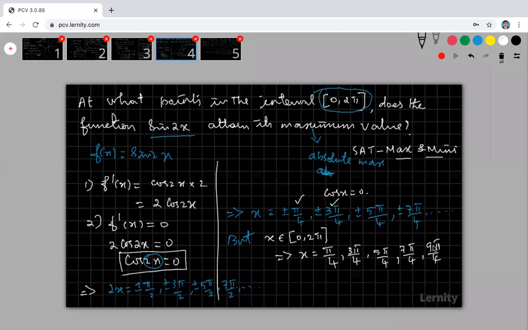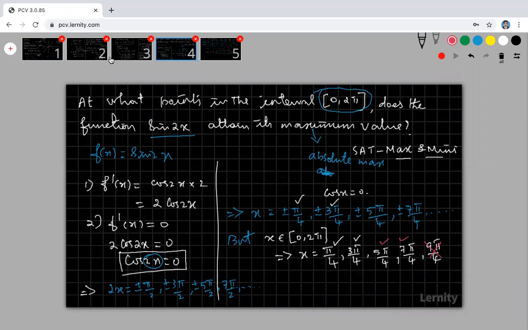9 times pi by 4 is greater than 360, greater than this 2 pi. Please try to understand. This 45 degree belongs to this interval. This is 3 times pi by 4, 3 times 45, 135. This belongs to this interval, 0 to 2 pi. But it is more than 360, and 2 pi means 360 degrees. So this does not belong to our interval. Don't write these as the only 4 values.